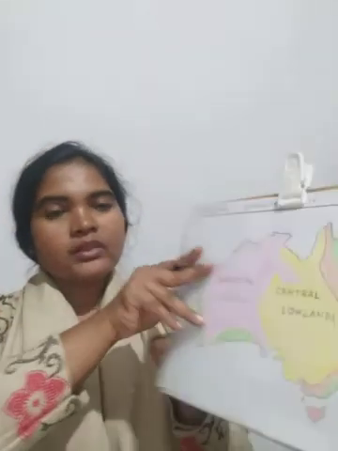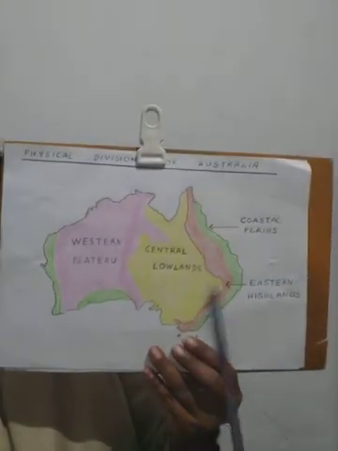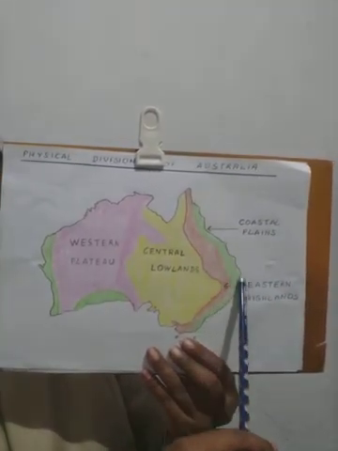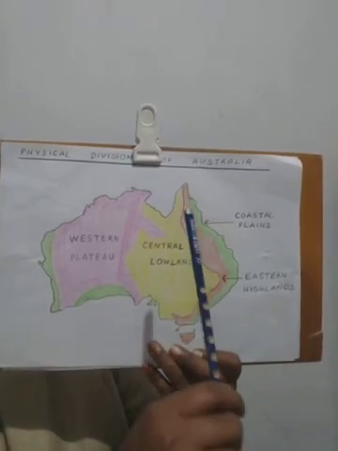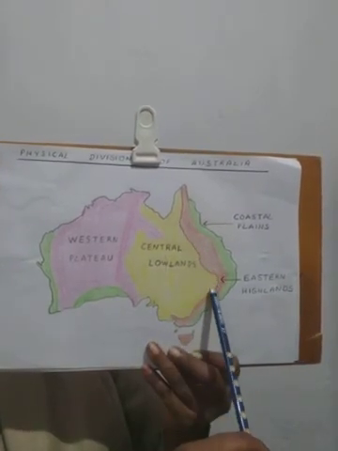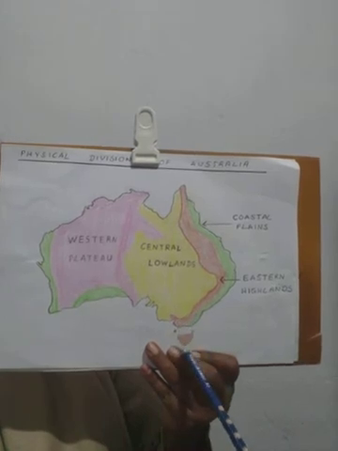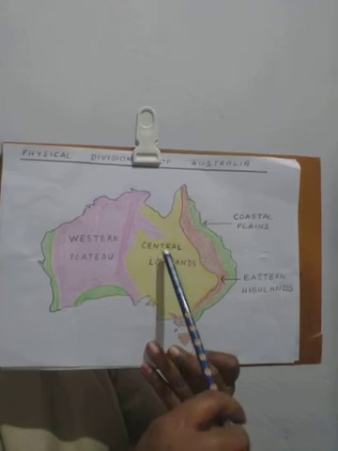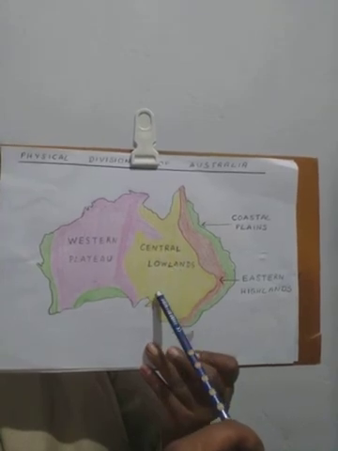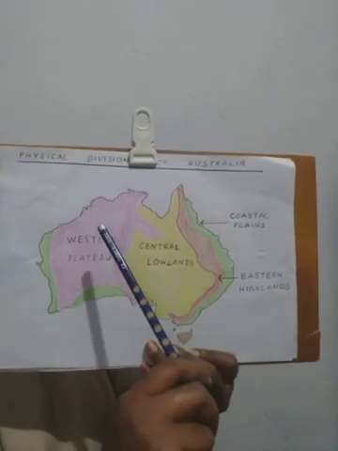Australia can be divided into 4 relief regions, namely the coastal plains shown in green color here, then the Eastern Highlands which is shown in brown, to its west the Central Lowlands shown in yellow, and lastly the Western Plateau.